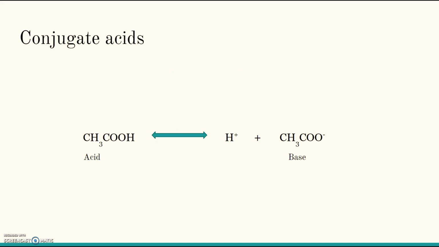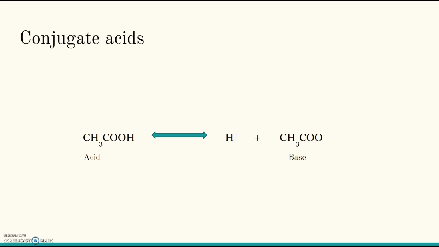Now, when you have an acid and a base, we like to say that they make conjugate base pairs. So right here, this is an example of a conjugate base pair. On the left, we have acetic acid, which is the CH3COOH, and that's able to release a hydrogen into solution. And on the right, we have the conjugate base. And this conjugate base is able to absorb a hydrogen.